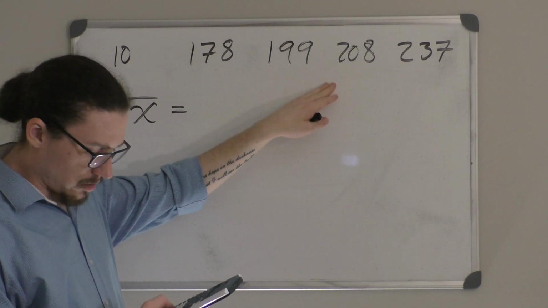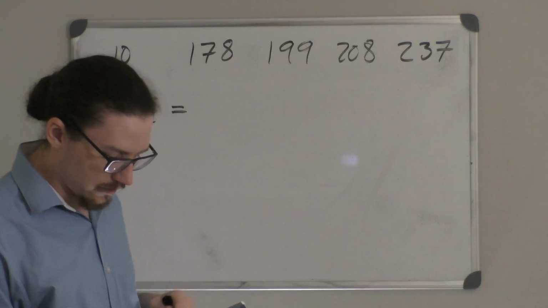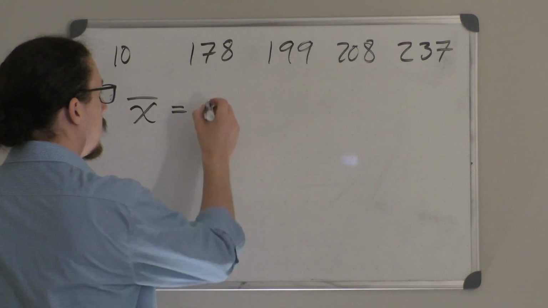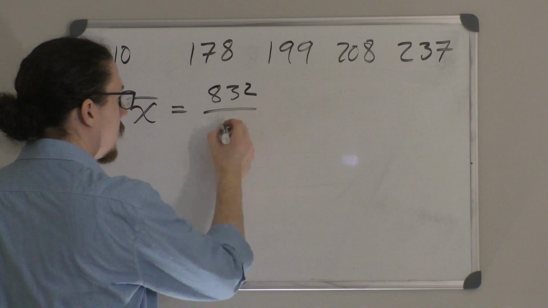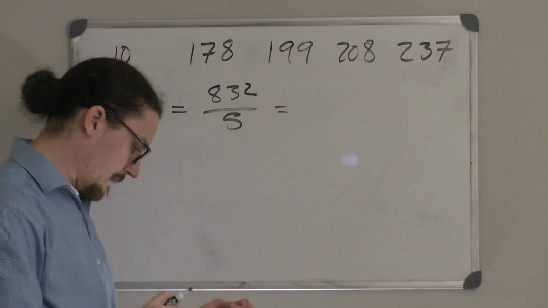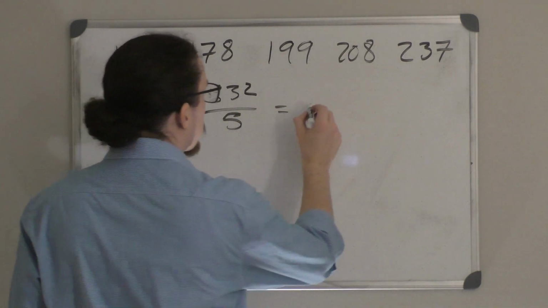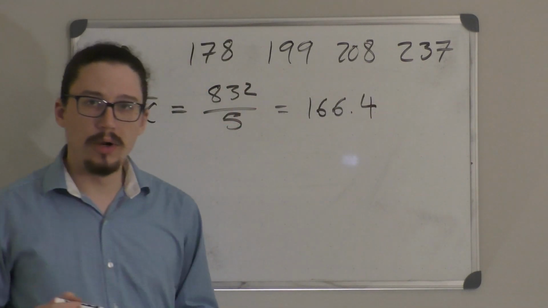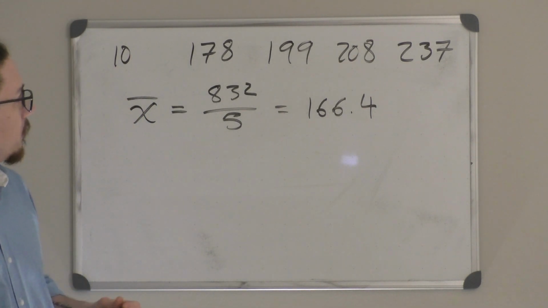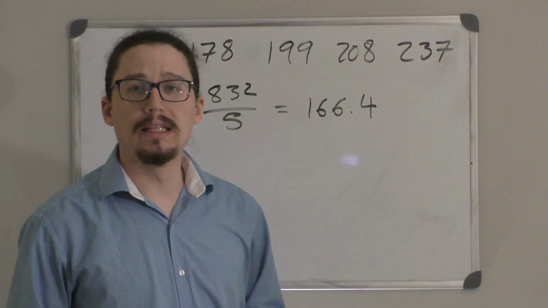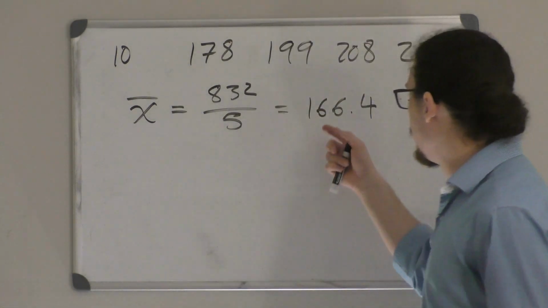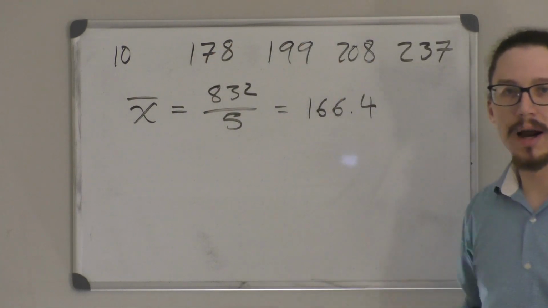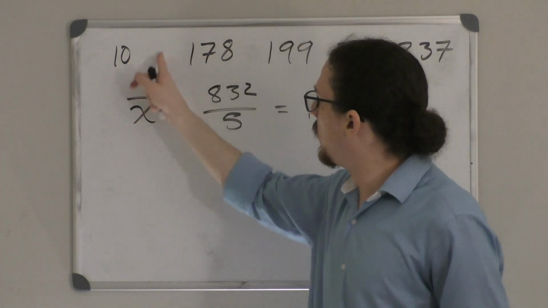were to calculate our sample mean, just quickly calculate our sample mean for this. We just add up all of these values: 10 plus 178 plus 199 plus 208 plus 237, that gives us 832. We're going to divide that by 5, and we're going to get 166.4.